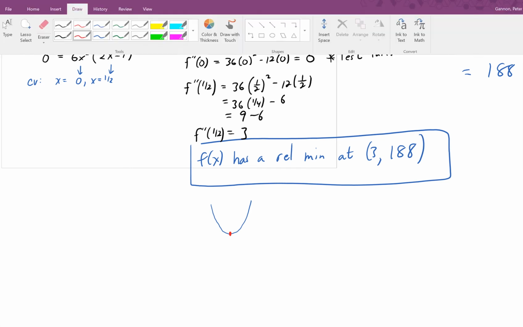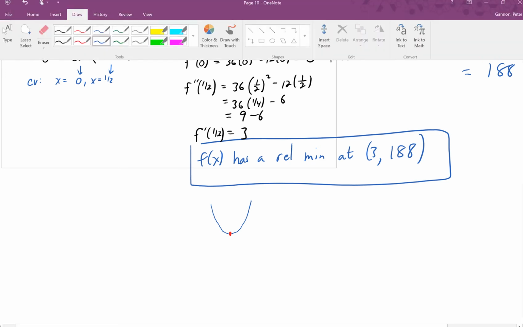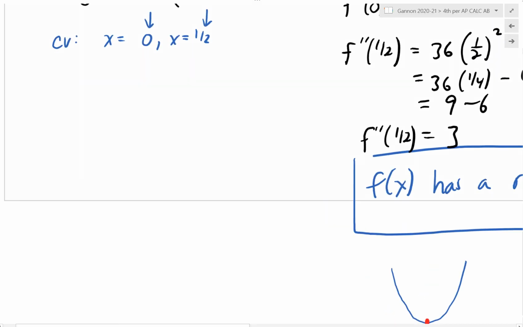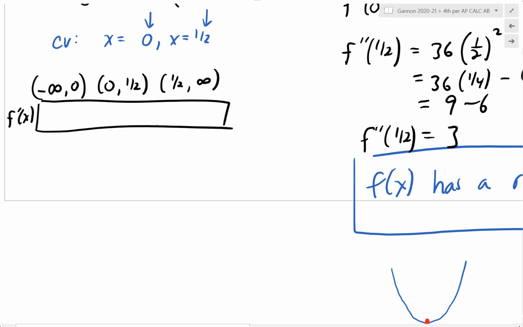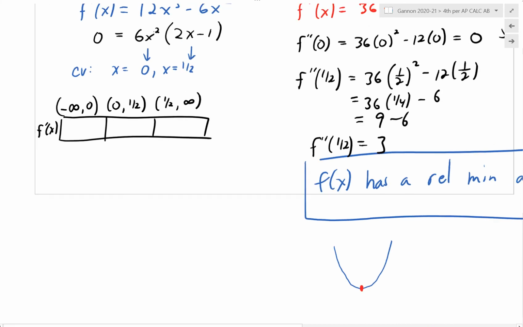Now the alternative for finding a relative extrema is to just use the first derivative test, right? And we have the interval negative infinity to 0, the interval from 0 to 1/2, and the interval from 1/2 to infinity. And we're looking at that for the first derivative. So we would be looking for sign changes. Now, 6x squared, that's always going to be positive. So to determine the sign of this, it's really going to depend on the 2x minus 1 again. So if I plug in a negative number, 2 times any negative number is negative, minus 1 is going to be a negative number. So that's going to give us a negative value.